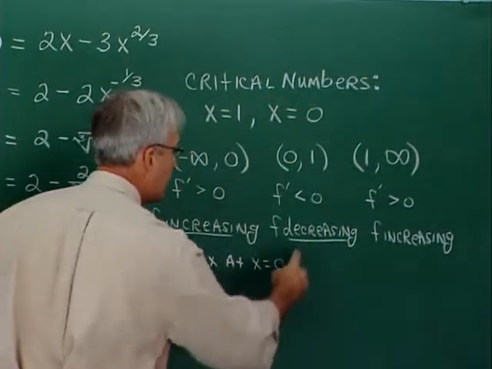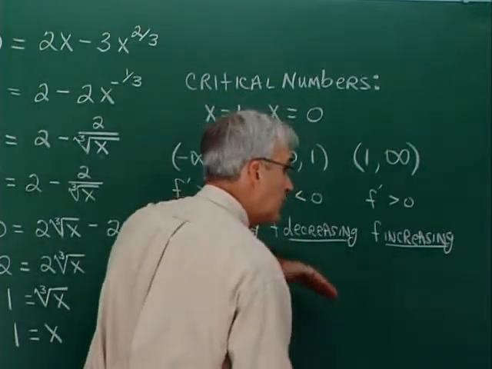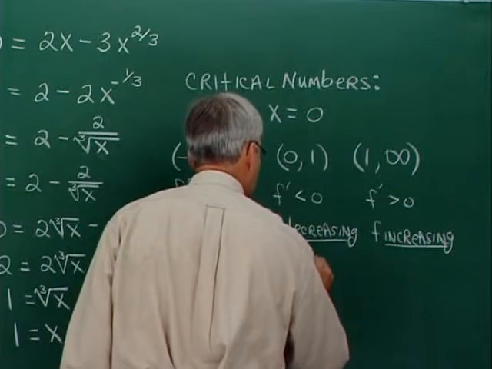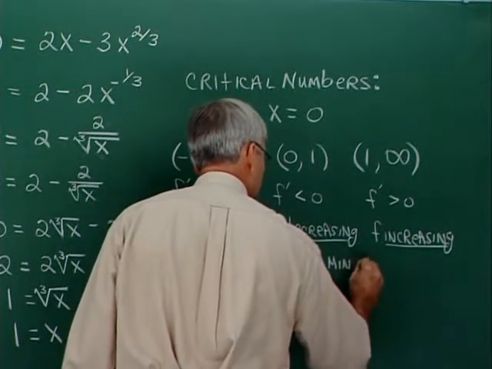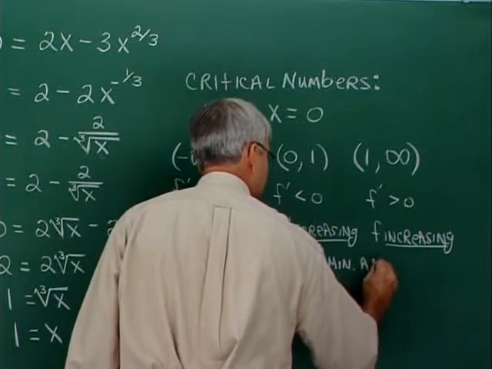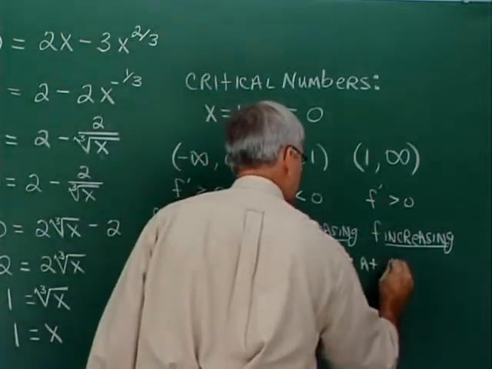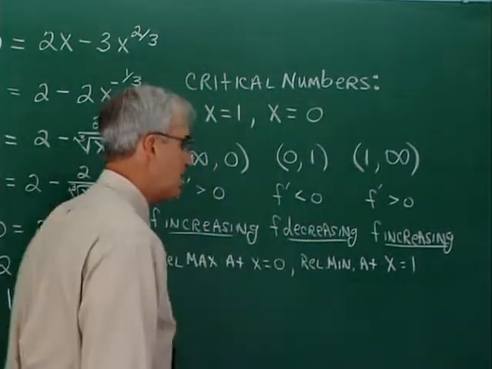Now we're going from a decreasing situation to an increasing, decreasing to increasing. Oh, this gives us a relative minimum. At, let's see, these are joined at 1, so we have a relative minimum at x equals 1.